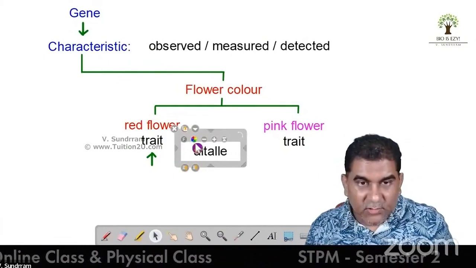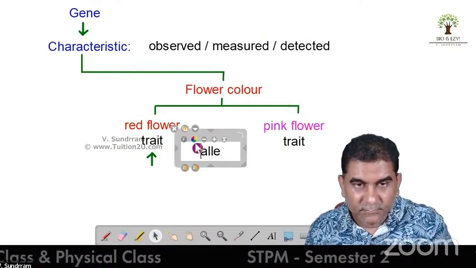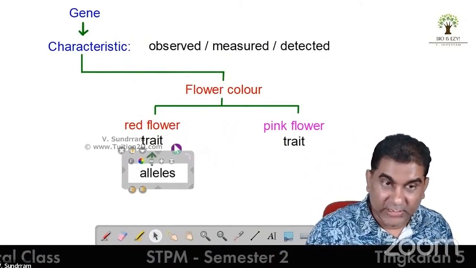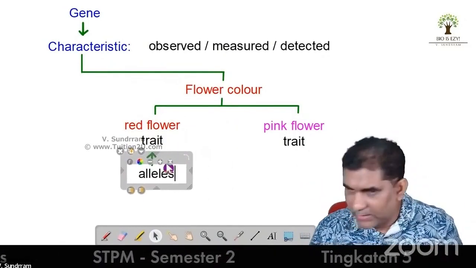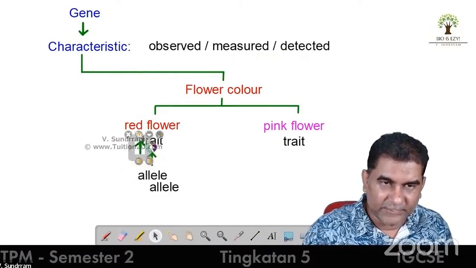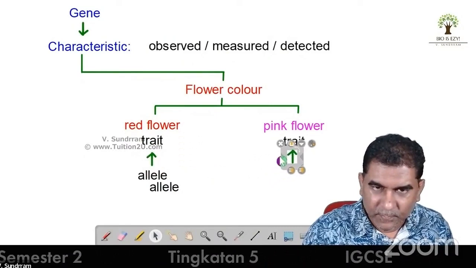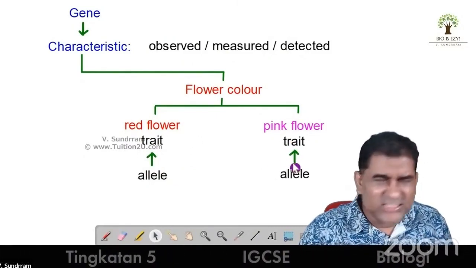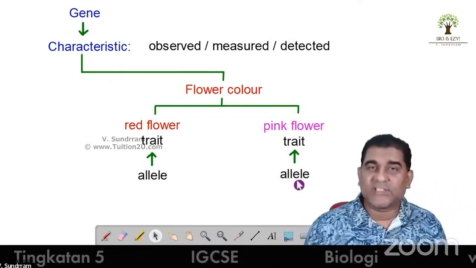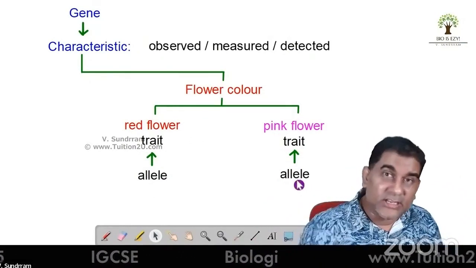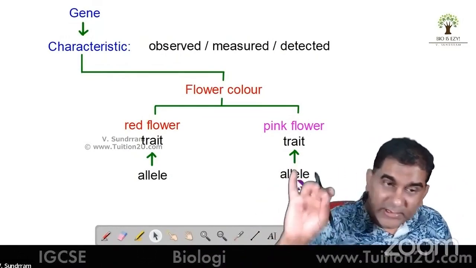So traits are controlled by alleles. Actually, one trait is controlled by one allele. So here got allele and here also have allele. So allele controls the trait. So this is the most basic of the chapter. What is characteristic? What is trait? What is gene? What is allele?